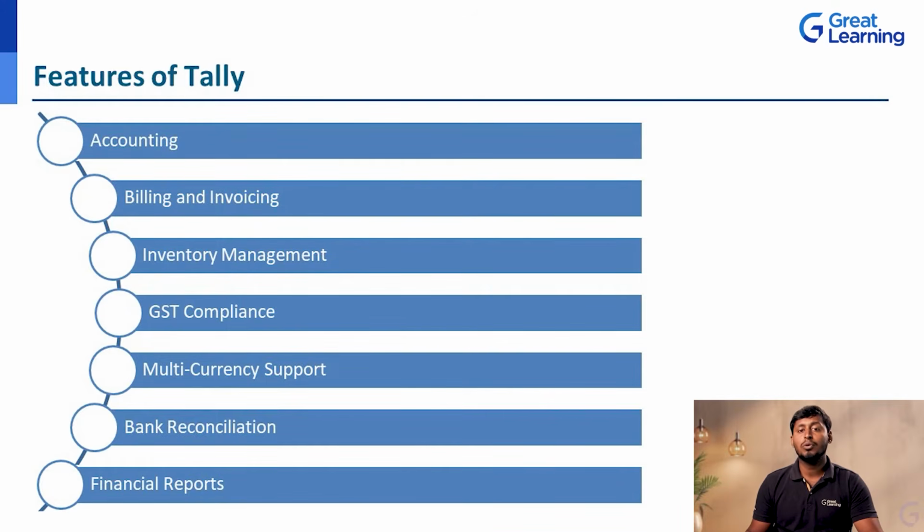Next, multi-currency support. You can maintain your books of accounts in whatever currencies are required. For example, you can maintain your books of accounts in Indian rupees, or in dollars, or in euros, or for whichever country you need to produce your balance sheet or financial report. For that particular company, you can convert the currency and show the reports also. So multi-currency support will be there in Tally.